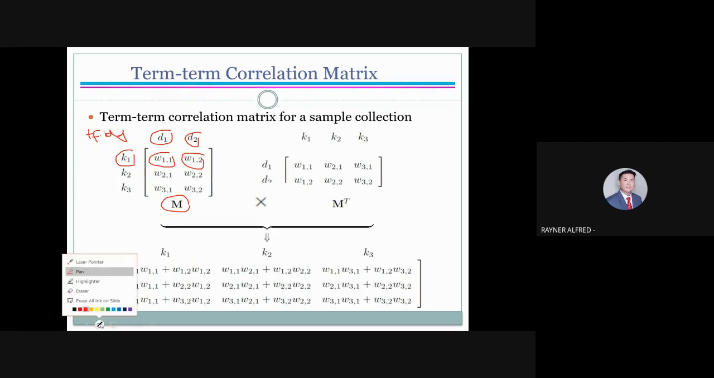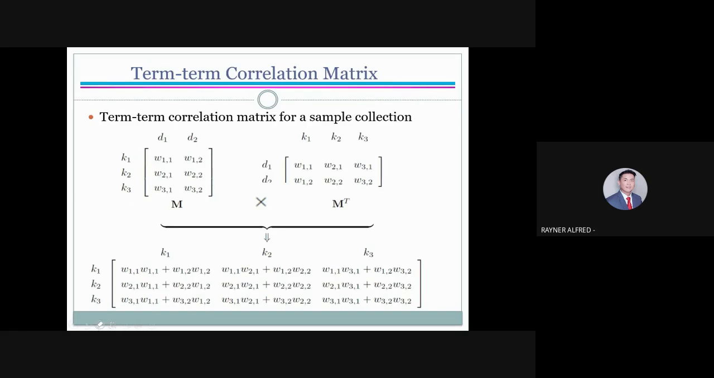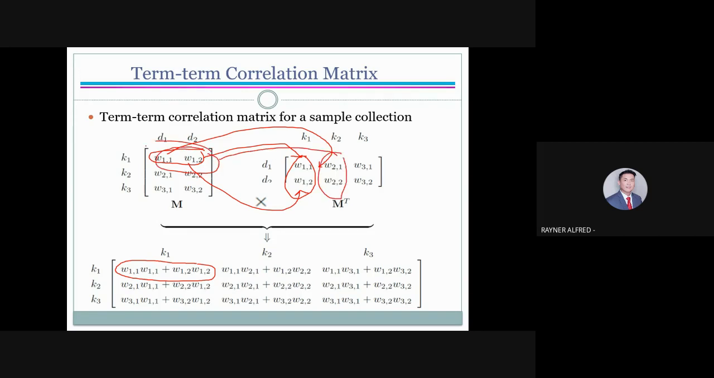So how do we compute that? I think I showed you this one already. Okay, so we take that one, multiply with this row and column, and we get this. So w11 times w11, and then w12 times w12, and we have this. We will repeat again this and this one and this one again, that one, until we have this.